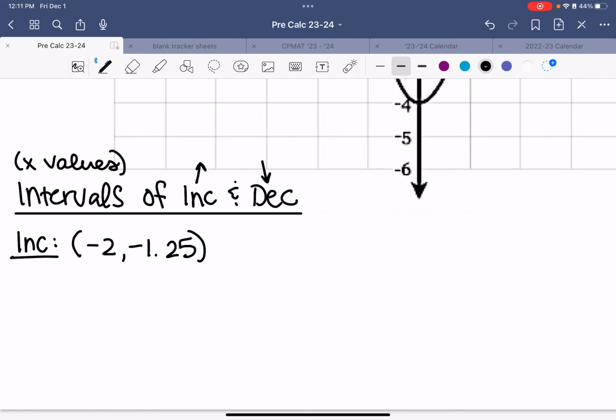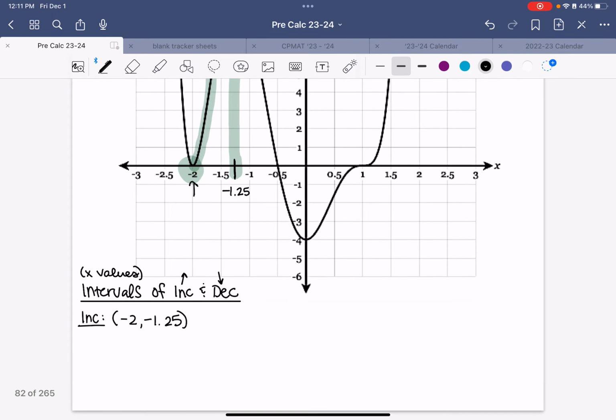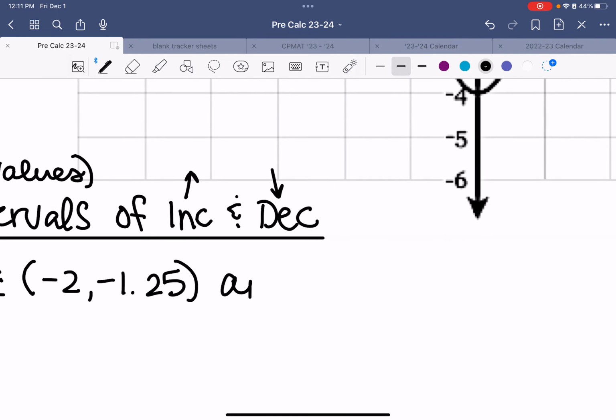And we're using parentheses for these intervals because while these numbers are on the graph, they are not actively changing or not actively increasing. They're at the point where the graph is actively changing from increasing to decreasing. So they're a turning point, not a point of increase or decrease. That's why they are parentheses. And then we have another area. So I'm going to put and.